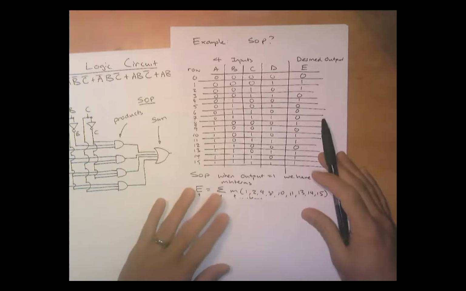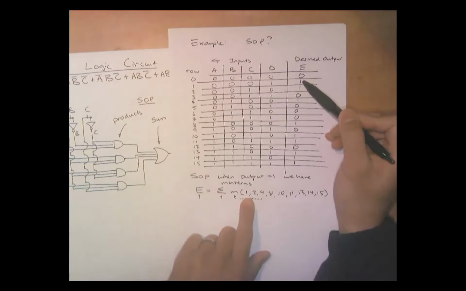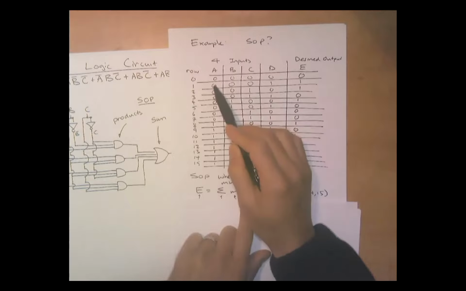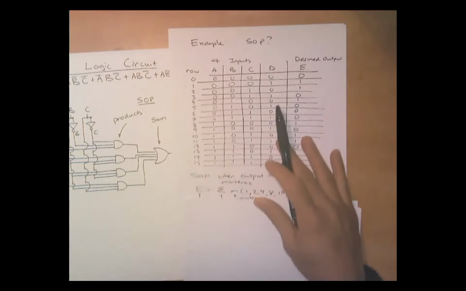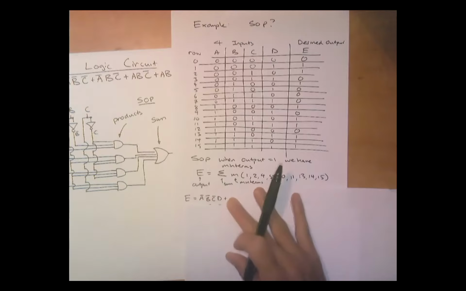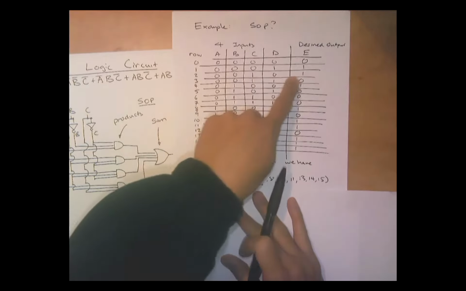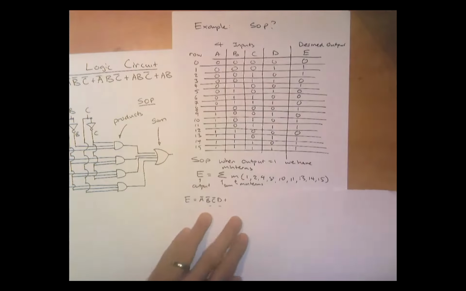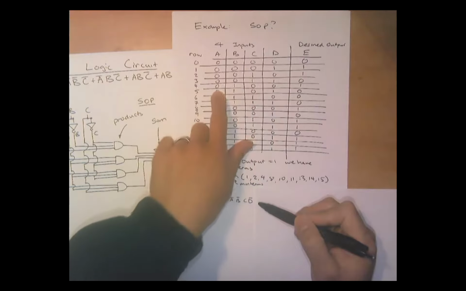So let's write down what that minterm is for row 1. Well, what do we have? A, B, C, D, and I think this should be A bar, B bar, C bar, D. Okay, let's check our first one. Good. A bar, B bar, C bar, D. Fantastic. Okay, let's go to the next one. A bar, B bar, C, D bar. Good. Let's go to the next one.